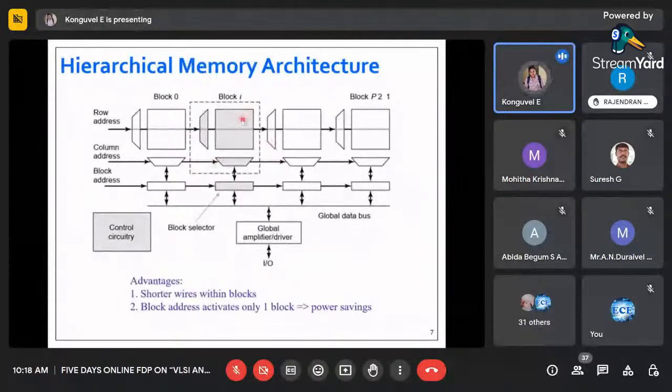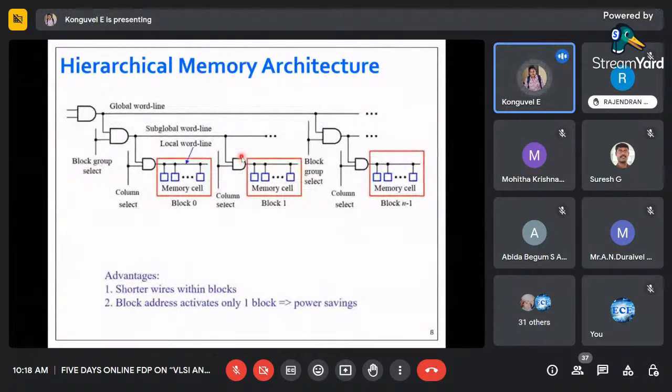So what are the advantages here? We have shorter wires within the blocks, because the parasitic capacitance and parasitic resistance of the wiring play a major role in delay. Once it plays a major role in delay, again it reflects on dynamic power consumption and so on. So when you go block by block, we use shorter wires within the blocks. That is one advantage. Another advantage is that you do not address all the blocks at the same time. You address block by block. During each cycle, you address one block. Able to understand this?